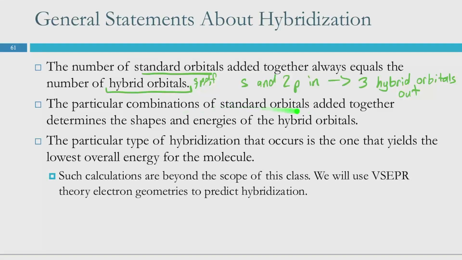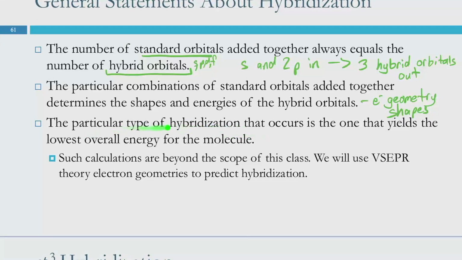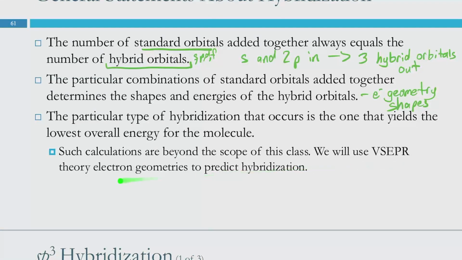The way that we combine our standard orbitals determines the shape and energy of our hybrid orbitals. This is where the electron geometry names come in handy. The way that we do the hybridization is going to go for lowest overall energy. Molecules want to be stable, they want to be low energy, and we're just going to use our electron geometries to predict the hybridization. It's not always going to be accurate, but it should be good enough for us. Questions so far?